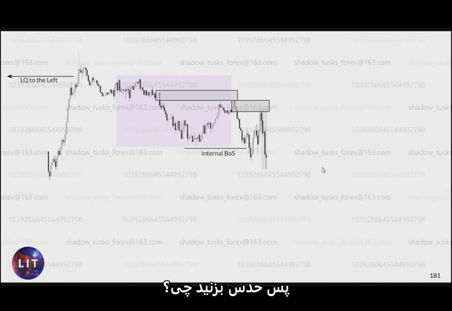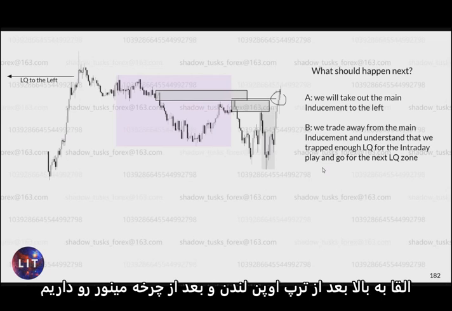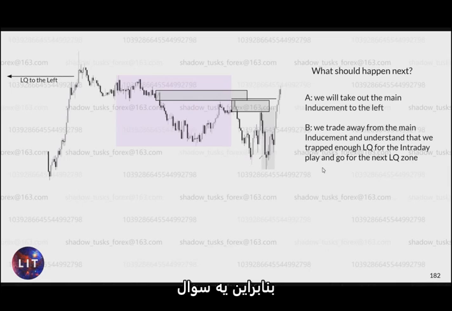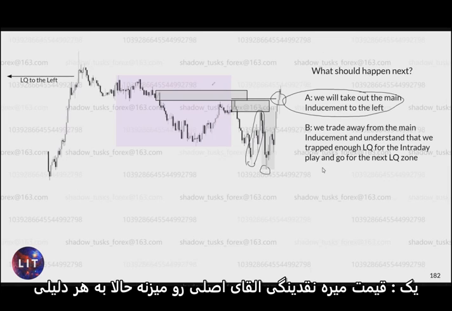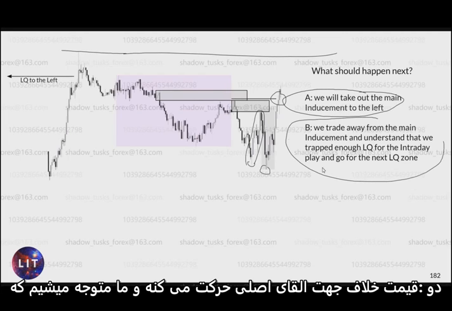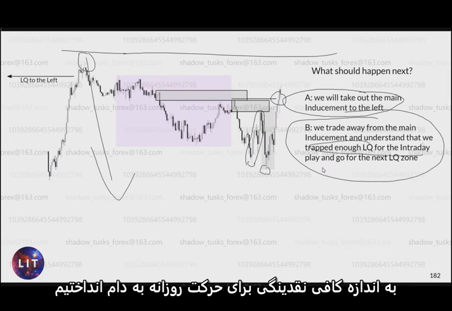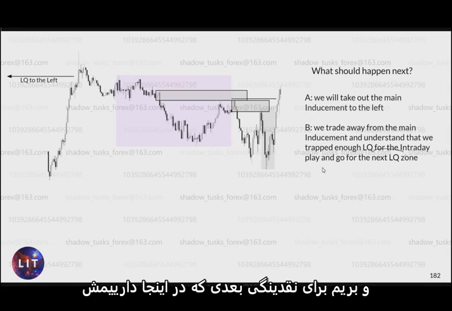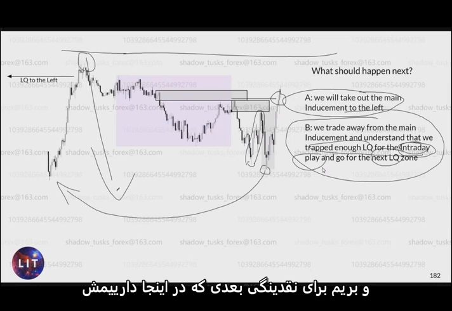I know. So guess what? They're inducing high after the London trap, after the minor cycle in here. Right? So the question now, what should happen next? A, we will take out the main inducement for whatever reason. Or B, we trade away from the main inducement and understand that we trapped enough liquidity for the intraday play and go for the next liquidity zone, which is obviously here.